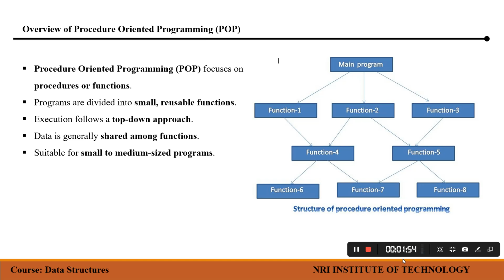That means here the main program is divided into three functionalities or three tasks. Function 1 performs one task, function 2 performs another task, function 3 performs another task. And in turn function 1 performs function 4 and function 4 performs function 6 and 7. So they are dependent. Function 2 performs function 4 and 5. Function 3 performs function 5 and in turn function 5 performs function 7 and function 8.